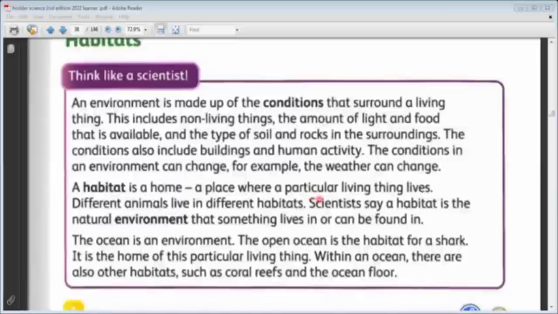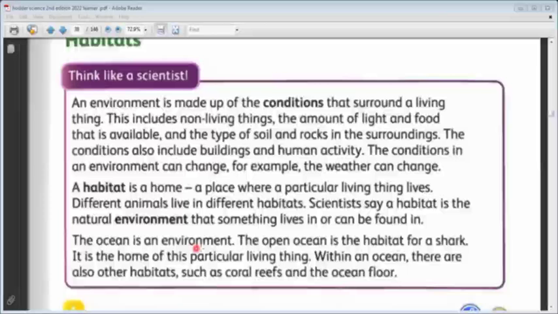The place where a particular living thing lives. Different animals live in different habitats. Scientists say a habitat is the natural environment that something lives in or can be found. We can find sharks in the ocean, so the ocean is the habitat of the shark. We can find worms and insects maybe under the rocks, so under the rocks is the habitat of these worms. So the habitat is the place where the living thing lives and finds its needs inside it.